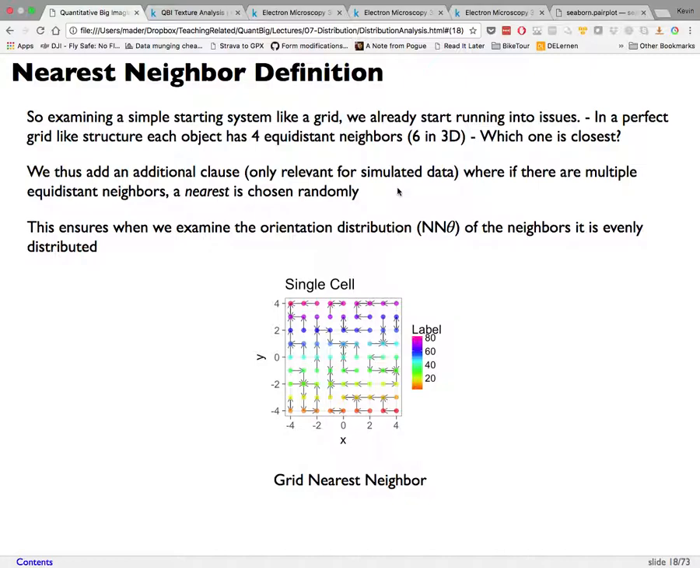Yeah, and this is why we have this additional clause where if there's multiple equidistant neighbors, the nearest is chosen randomly. And so this is kind of the image we get when we do this nearest neighbor analysis on our data.